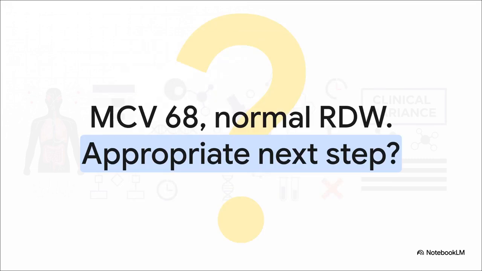Time for our final integrated assessment. Let's look at this vignette. An asymptomatic 28-year-old female presents with an MCV of 68, an RDW of 12%, which is normal, by the way, an RBC count of 5.8 million, and a completely normal ferritin level. What is the most appropriate next step? Look at the data carefully. Microcytosis, normal RDW, elevated RBC, normal iron stores. The Mentzer index here is 68 divided by 5.8, which is well under 13. This is absolutely not iron deficiency.